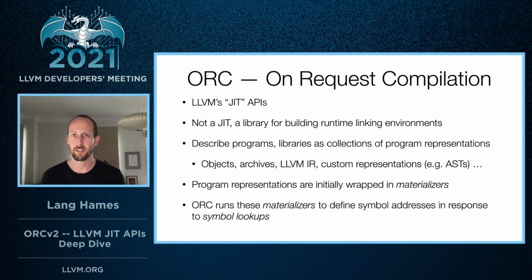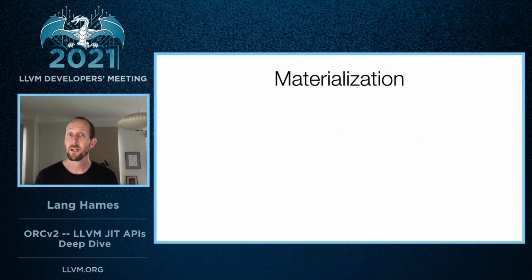So the animating force in the ORC APIs is symbol lookup. ORC will run the materializers that you've registered to define symbol addresses in response to symbol lookups. So if you've added a materializer for a symbol foo, it's the first lookup for the symbol foo that will cause that materializer to run. Since this is a really central idea, we'll take a moment to look at it in more detail.